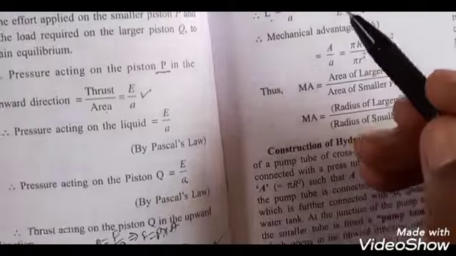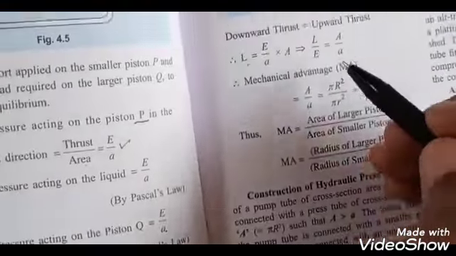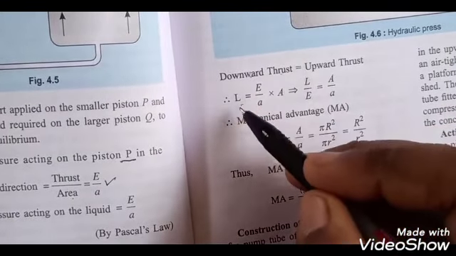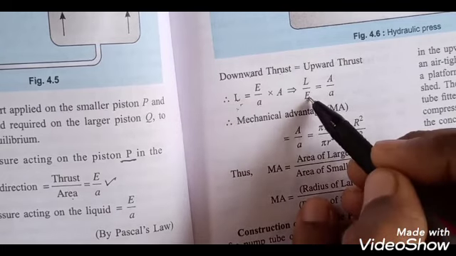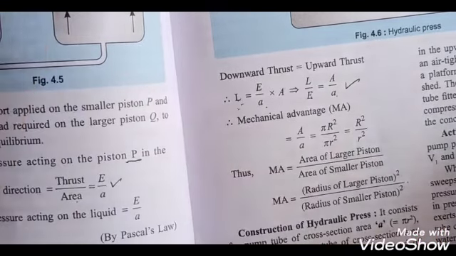So the downward thrust is L, and what is the upward thrust? We have already calculated it here: E over A into capital A. So both are equal, right? Now take this E to the other side as denominator: L divided by E, and on the right side it will be capital A by small a, right?